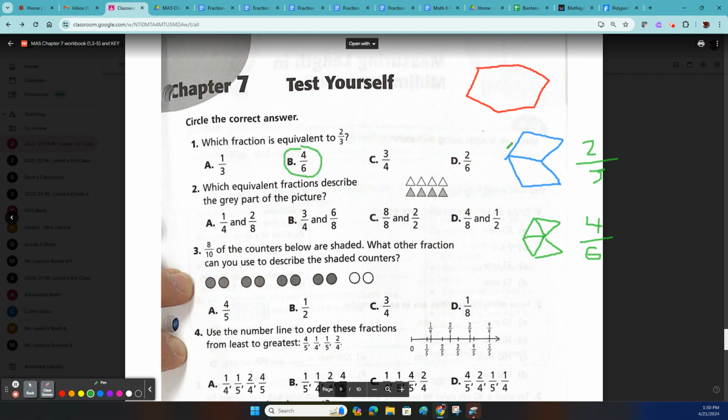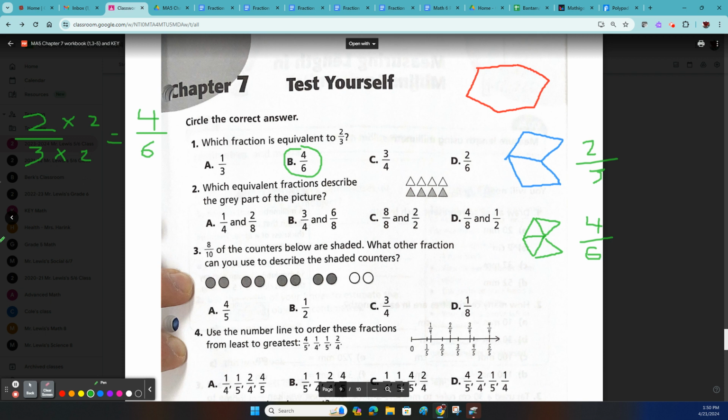Okay, but I don't have to use visuals if you don't want to use your shapes. If you'd rather do it symbolically using numbers, that's totally cool too. So 2/3. Let's multiply it. I would never go times by 1 because that's just going to be 2/3 again. So let's multiply it by 2. Remember, you have to multiply both your numerator and denominator by the same number. 2 times 2 is 4. 3 times 2 is 6. Hey, check it out, 4/6.